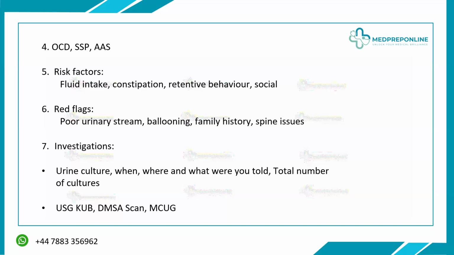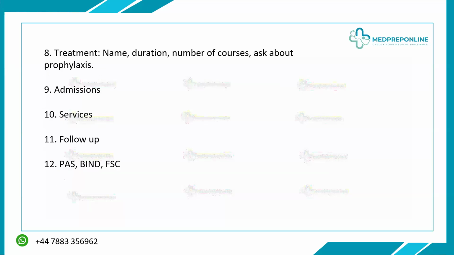You have to ask about these investigations, and possibly in the scenario there would be something already done, but the examiner would note you are taking the history in a systematic manner. And for the treatment, you have to ask about the name of the medication, duration of the treatment given, and number of times the child was treated for UTI, and ask about whether any prophylaxis was started and what antibiotic was started at what dose and what time they are taking for prophylaxis.